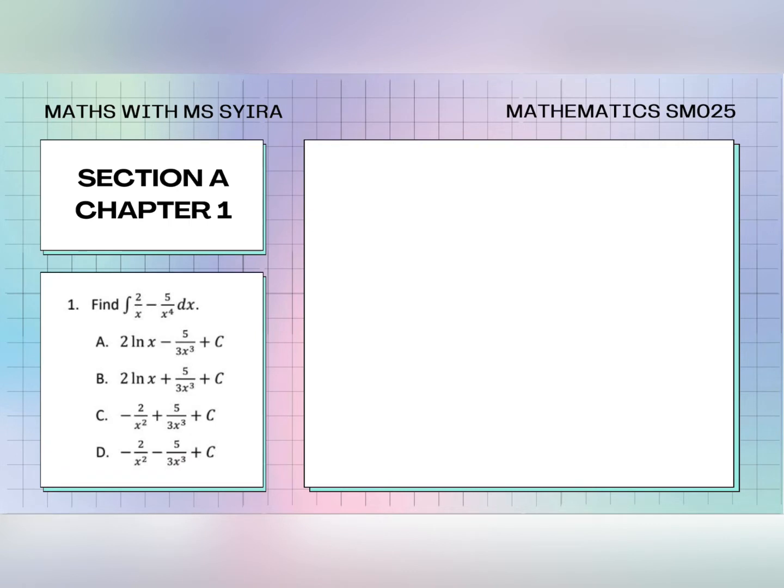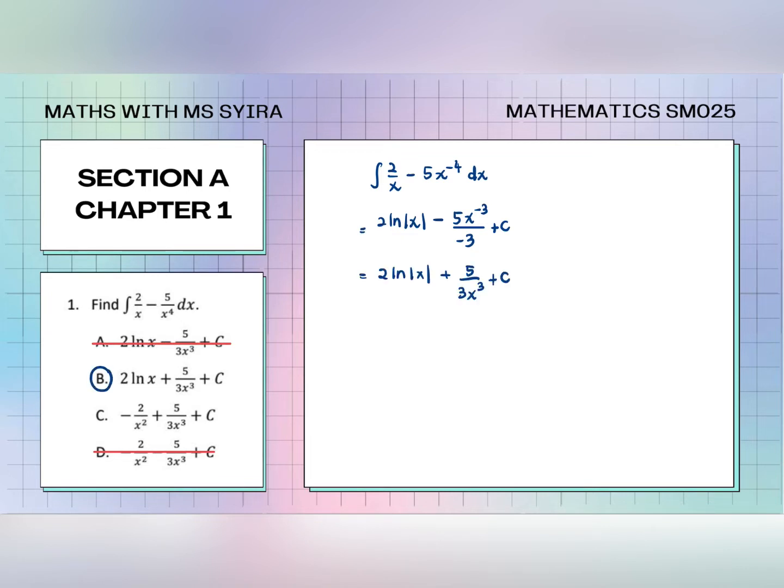Integrate 2 over x minus 5 over x to the power of 4. So integrate 2 over x minus 5x to the power of negative 4 dx. We know that integrate 2 over x will be 2 ln of x. And then integrate the power will be plus 1, so negative 4 plus 1 will be negative 3. Don't forget over negative 3 plus c. And if we simplify here, negative times negative will be positive. So we can cancel out the answers from D and A, and then we have 2 ln x. That means the answer should be B.